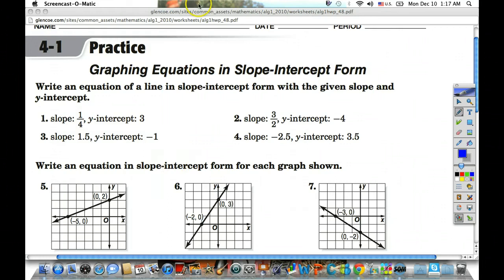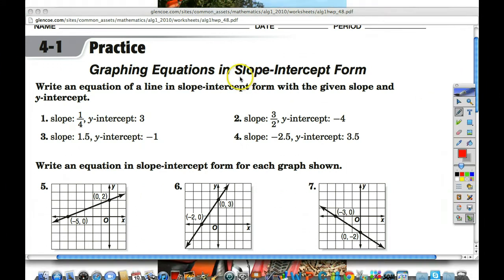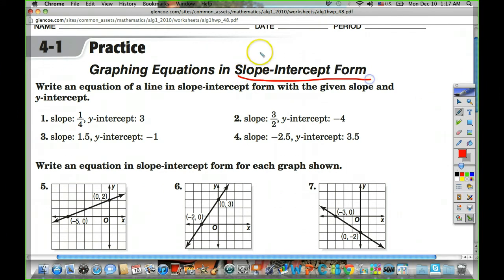Okay, so now that we've learned a lesson, let's try some practice together. All right. Again, the slope-intercept form, let's rewrite this up here. Slope-intercept form is y equals mx plus b, where m is the slope and b is the y-intercept.